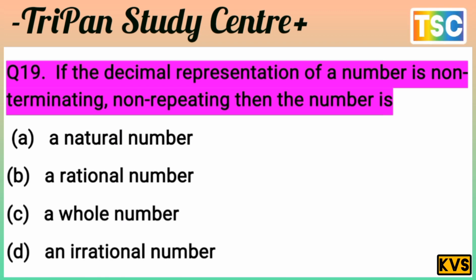The question: if the decimal representation of a number is non-terminating and non-repeating, then the number is. You know that if you select A, natural number, that is a wrong answer. If you select B, rational number, or a whole number, you are totally wrong. The correct option here is D, irrational number. Irrational number is the correct answer here. And let's see the next question here.